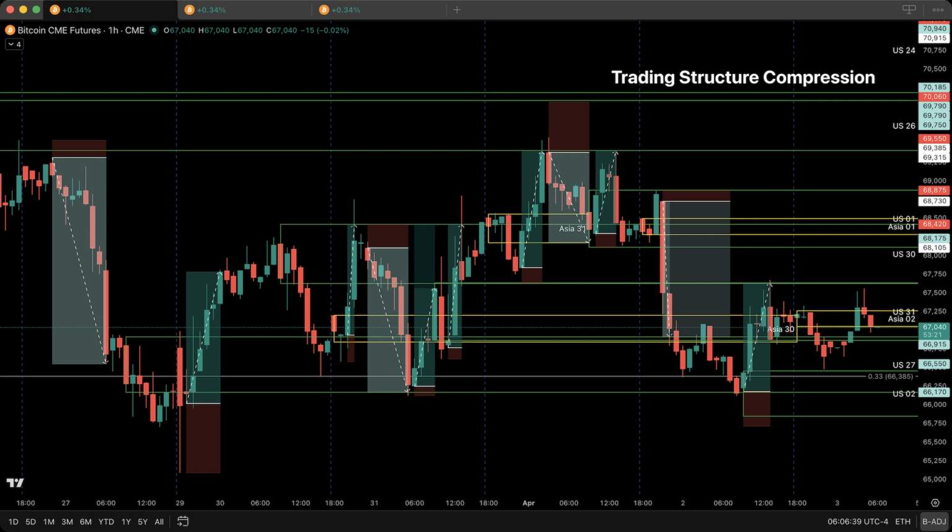That is why this kind of formation matters so much. Compression at formation changes the behavior later. Continuation attempts have less tolerance. Pullbacks can deepen faster.